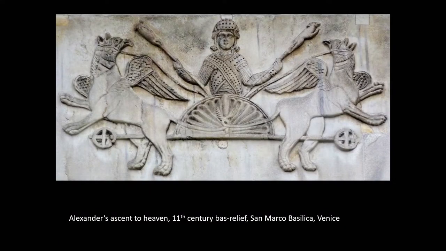Here is architectural decoration from San Marco, an 11th century relief in Venice, originally taken from Constantinople, where you can see Alexander's ascent to heaven as well.